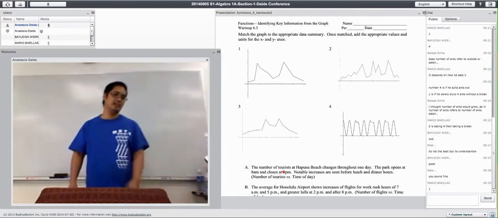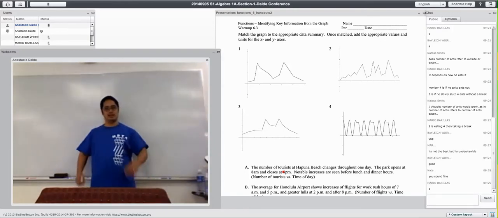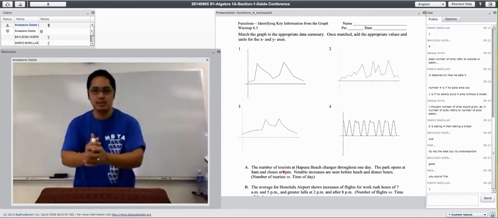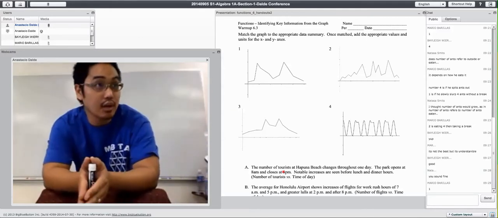The average for Honolulu Airport shows increases of flights for work rush hours of 7 a.m. and 5 p.m. and greater lulls at 2 p.m. and after 8 p.m. Number of flights versus time of day. All right, I would say that that's one, definitely.